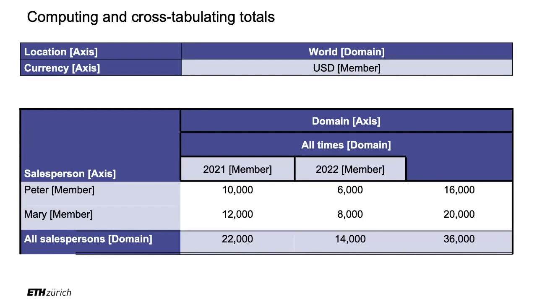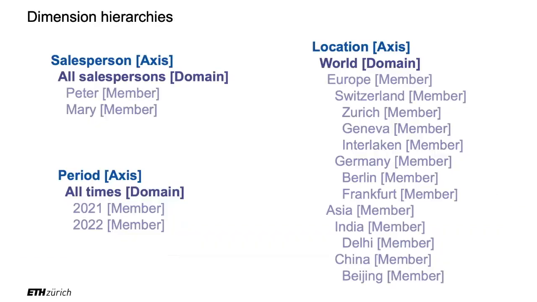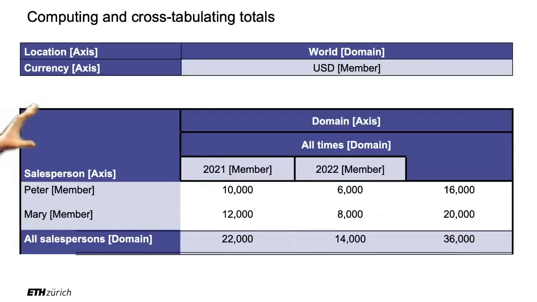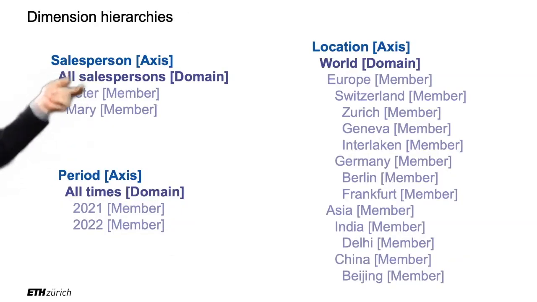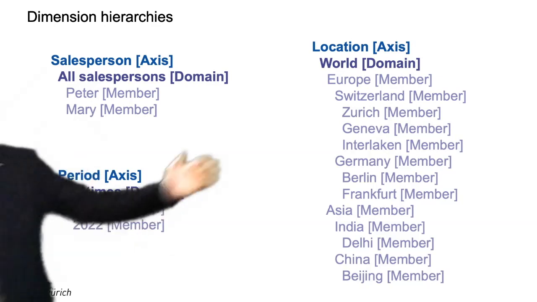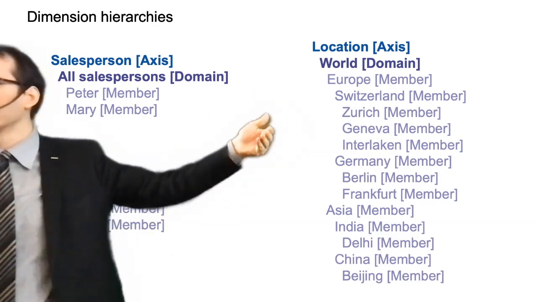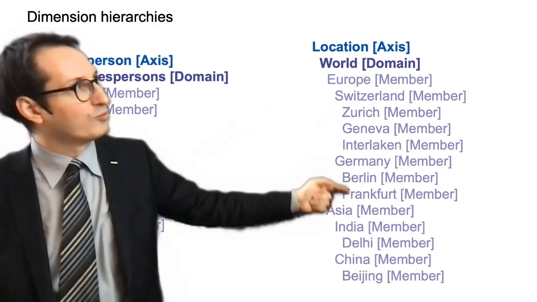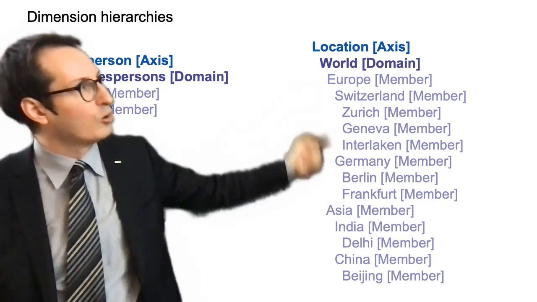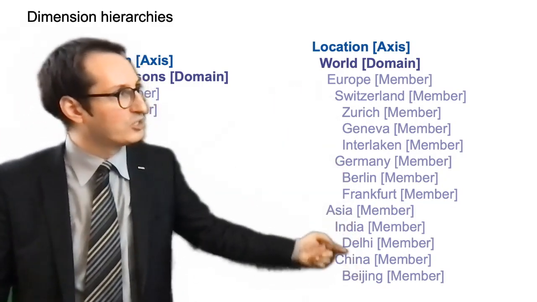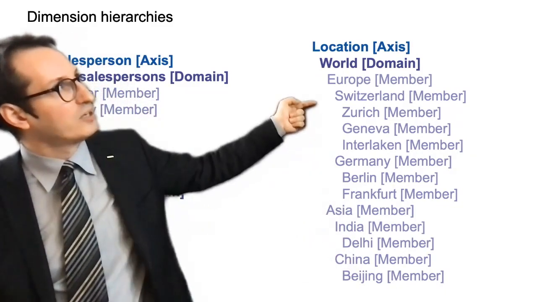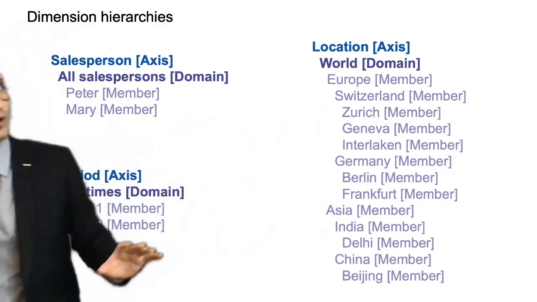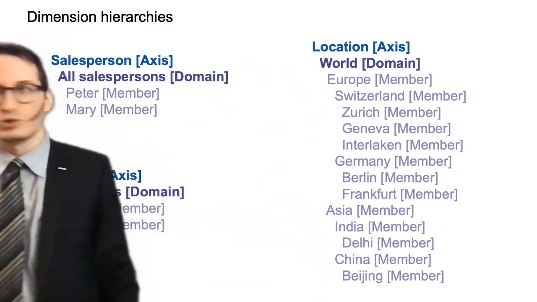It's just a very visual way of visualizing a hierarchy. Right, it's a flat hierarchy in that case, because there's only just a flat list of members and then a total, the domain, but in general, you can have more complicated hierarchies, right? So these are the ones that I showed you before, right? So here it's flat. You have all salespersons with a flat list, all times with a flat list. But imagine for countries, you can have something more hierarchical, just not flat, because you can have like Zurich, Geneva, and Interlaken in Switzerland, Berlin and Frankfurt in Germany, Switzerland and Germany in Europe, Delhi in India, Beijing in China, India, China, Asia, then Asia, Europe. Well, of course, it's not the list of all 200 plus countries, right? But this is just to show you the spirit.